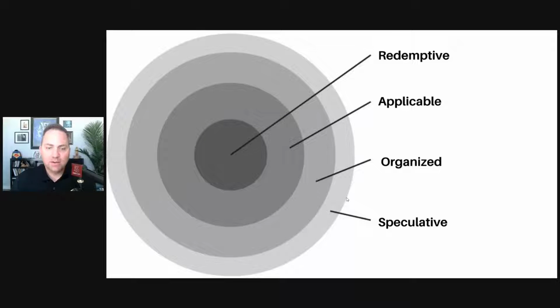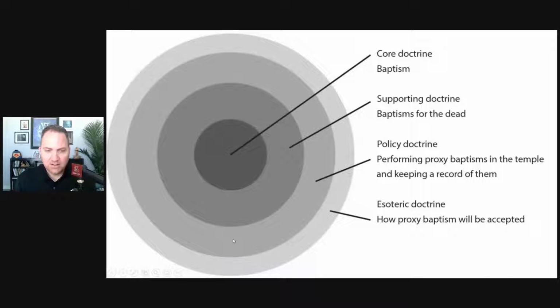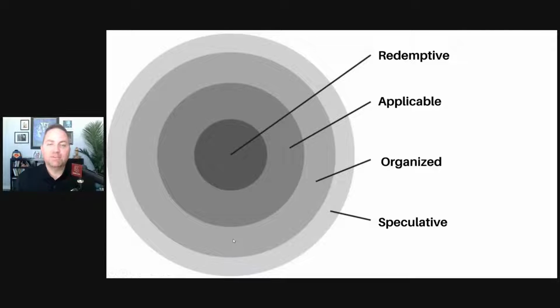Then, now I'm forgetting, the supporting doctrines, right? Supporting doctrines, these are sort of the application of doctrines, right? Baptism for the dead is an application of how we get salvation and redemption to those who have passed on, and this is an applicable behavior that we do. And then the core of this is redemptive, and this is really the key.